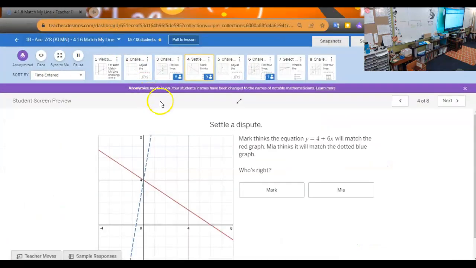All right, as most of us are on this slide or past, Mark thinks the equation is y equals 4 plus 6x. Mark put the 4 first and the 6x next. That's not wrong.